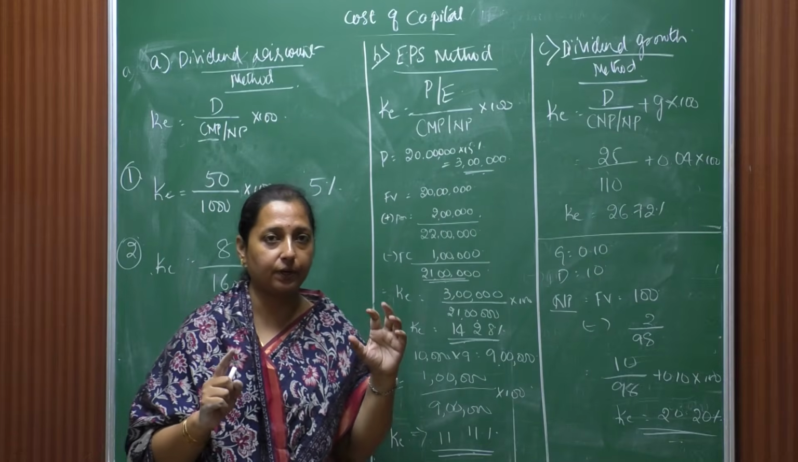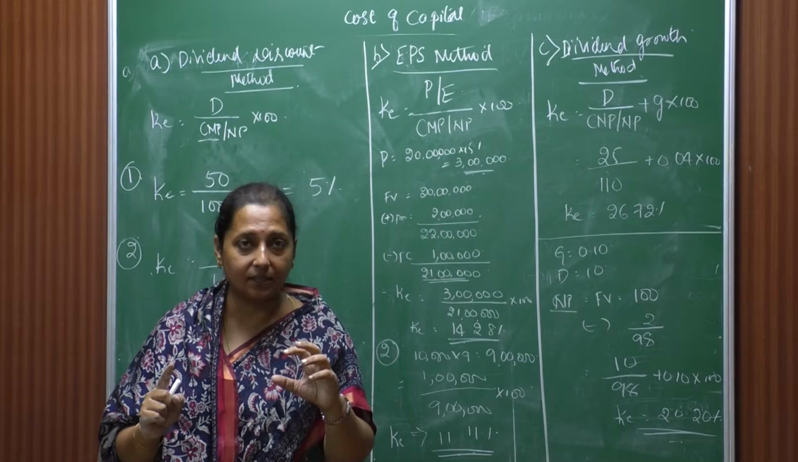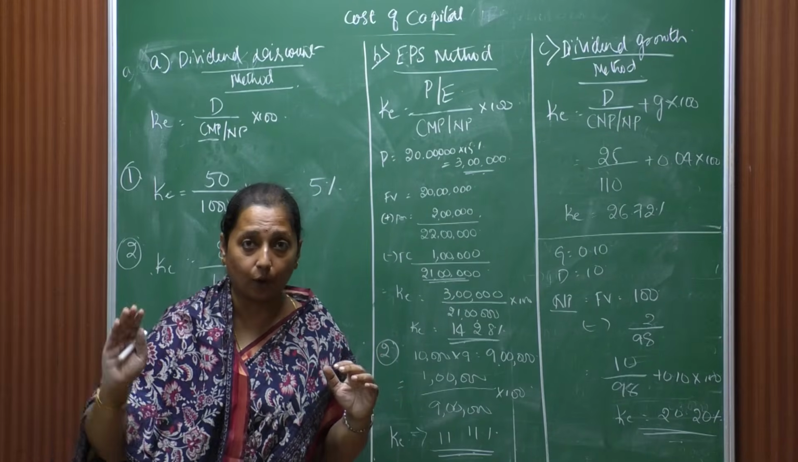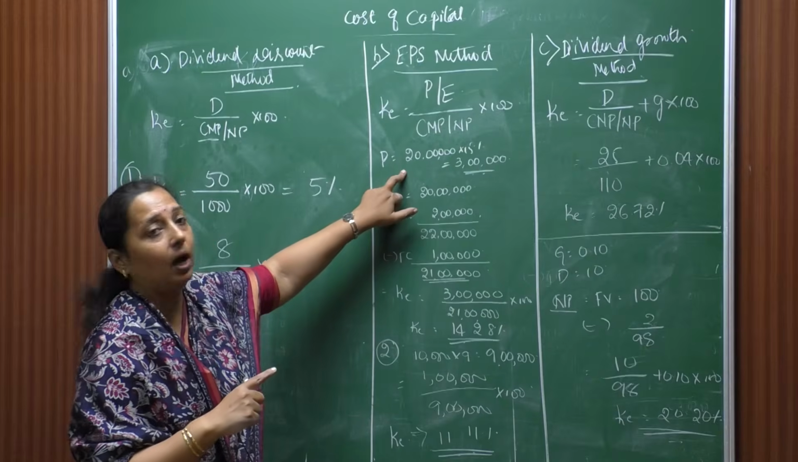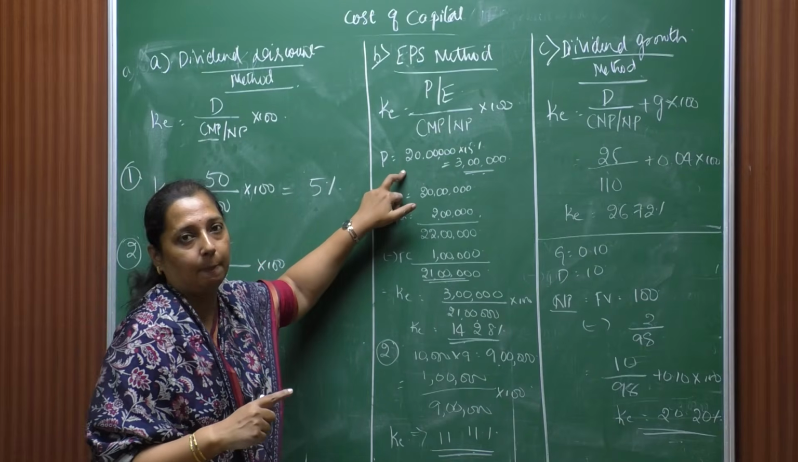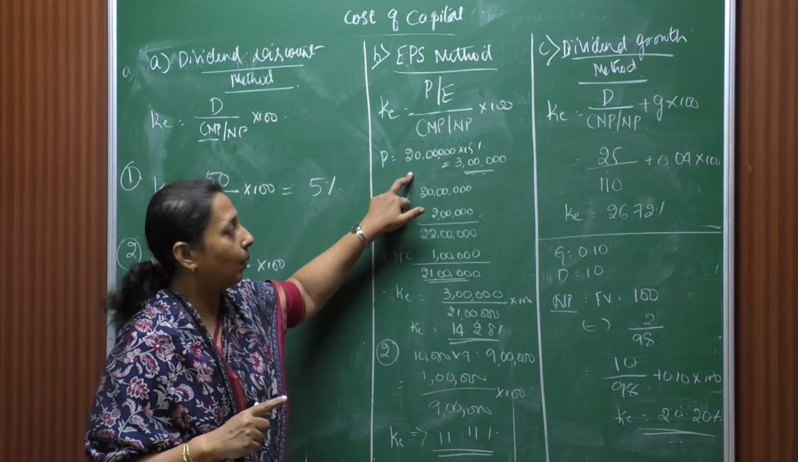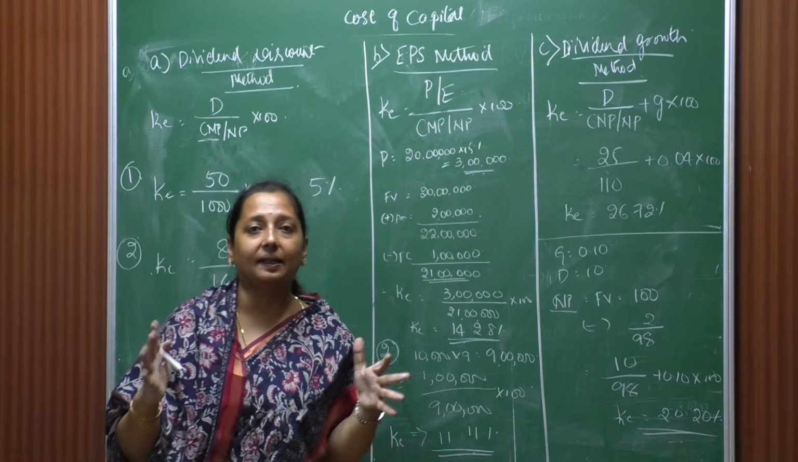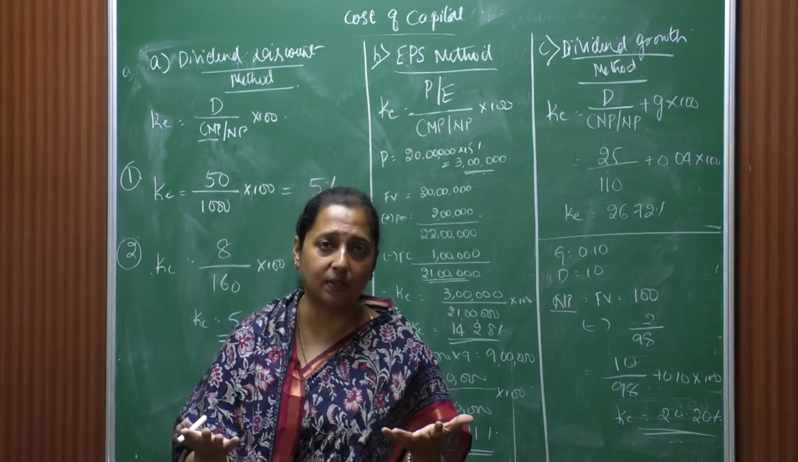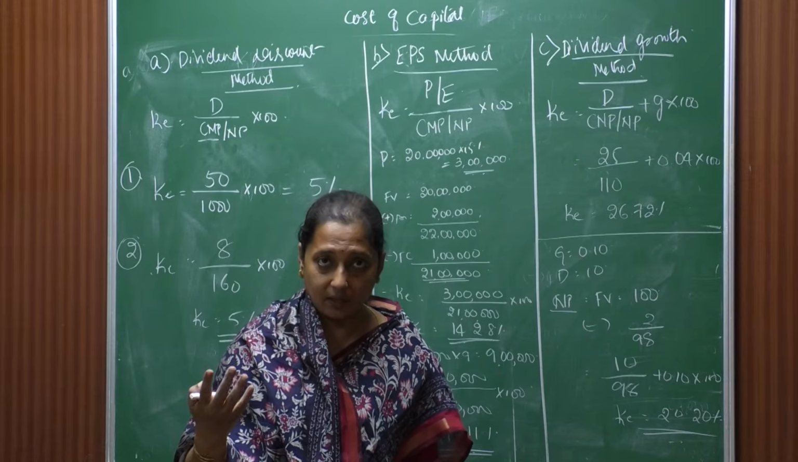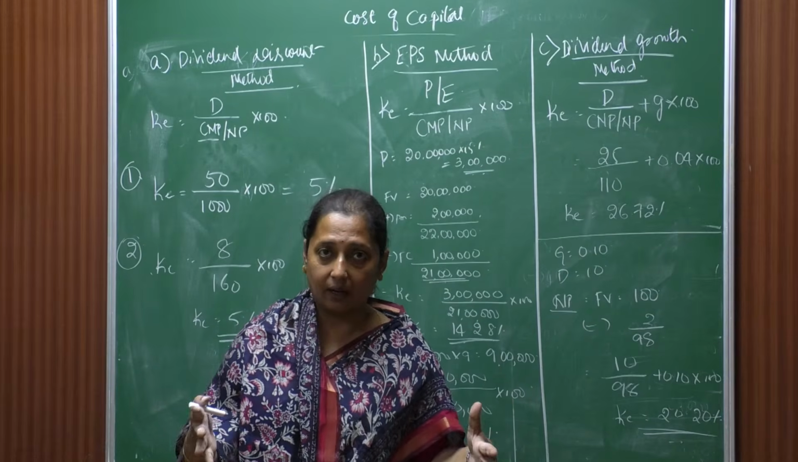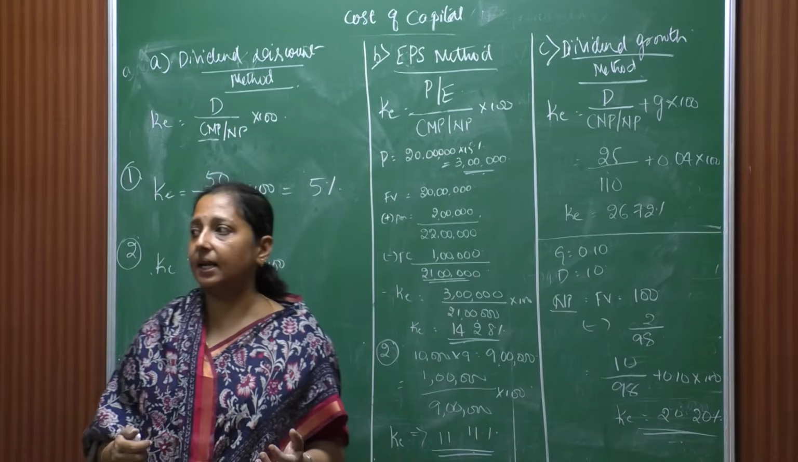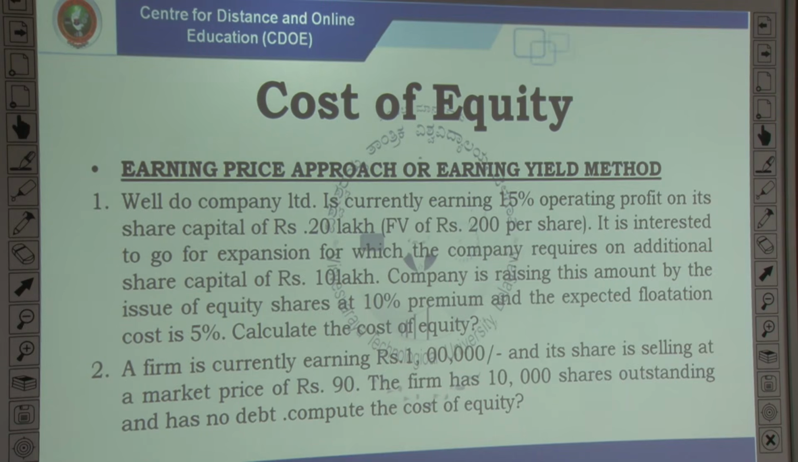A portion of profit distributed is called dividend. The dividends will be calculated on profit. Profit will be calculated on face value or capital of a company. The total capital is 20 lakh into 15%, that gives you 3 lakh rupees. So, the 10 lakh rupees is the additional capital that is required. For that, this is the cost we are getting. So, ignore 10 lakh rupees. Company is raising this amount, that is, I want 10 lakh rupees.